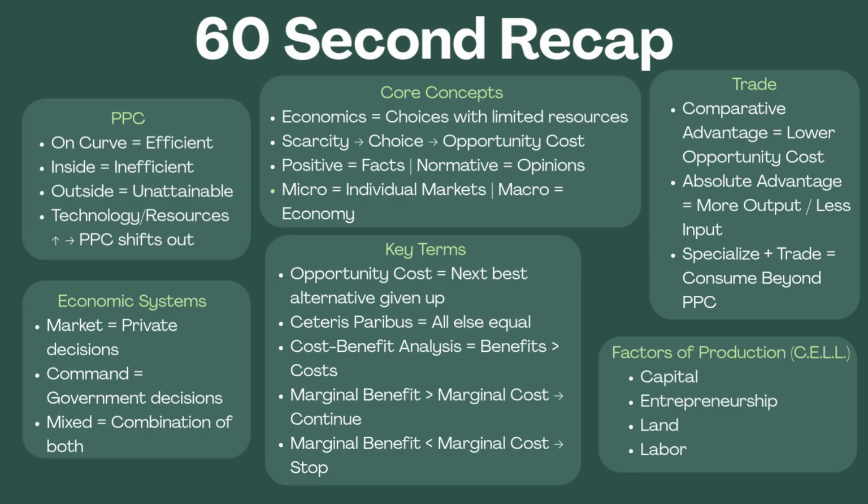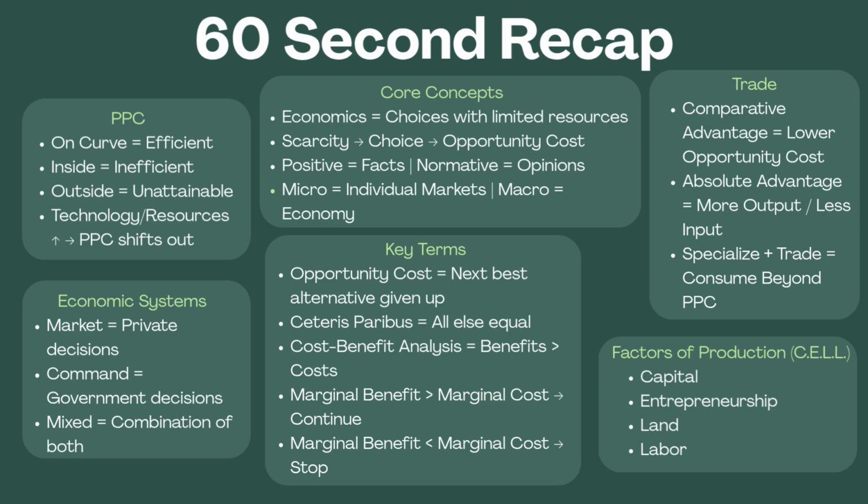Let's quickly review Unit 1. Economics is the study of how people make choices when resources are limited. Because resources are limited and wants are unlimited, scarcity exists, forcing people to make decisions and face opportunity costs, which are the next best alternatives given up. Remember the difference between positive and normative statements. Positive statements are facts, normative statements are opinions. Microeconomics studies individual markets, and macroeconomics studies the economy as a whole.